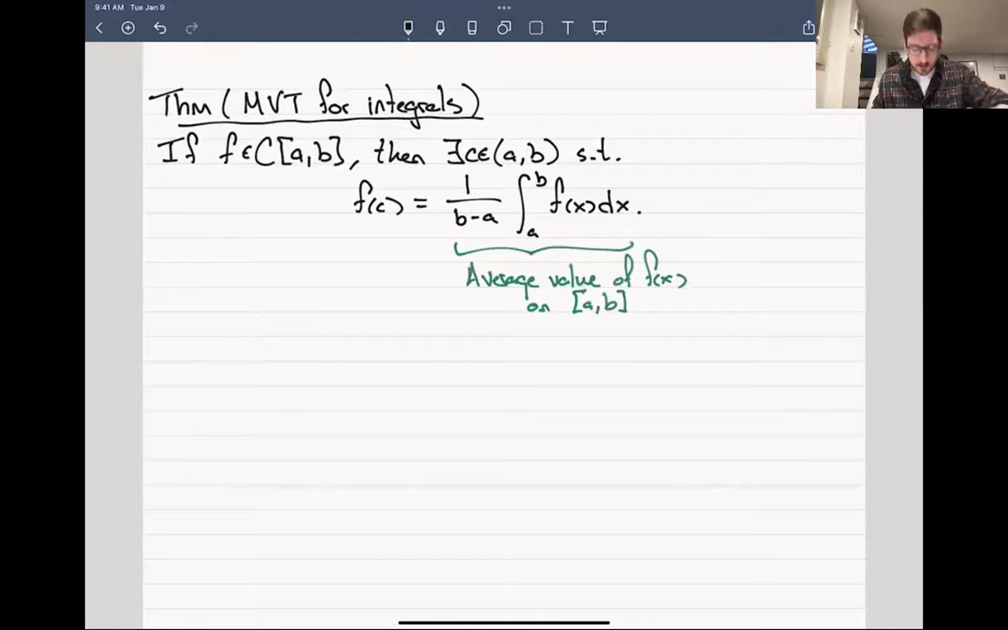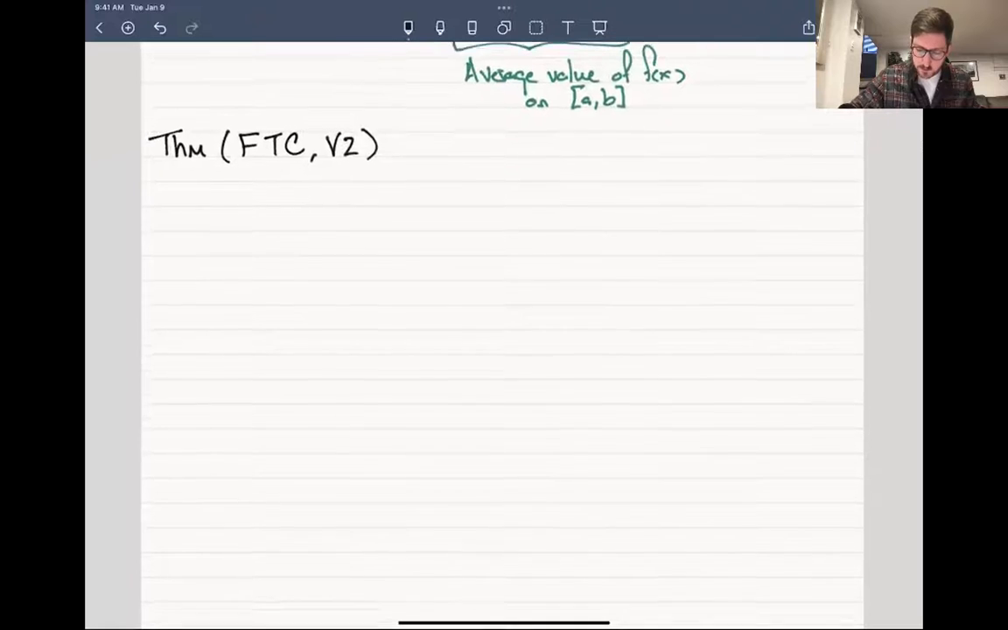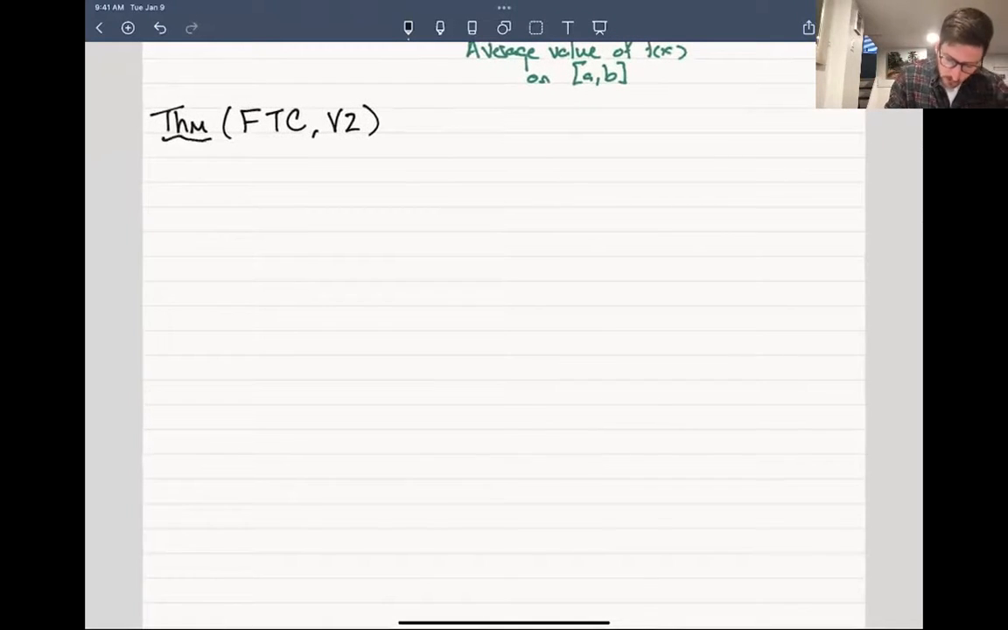Okay, so let me give you the second version of the fundamental theorem of calculus. FTC stands for Fundamental Theorem of Calculus. I know that there are a lot of abbreviations, but there's also just a lot of writing. So, Fundamental Theorem of Calculus version 2. Let's suppose f is a continuous function on a closed interval.